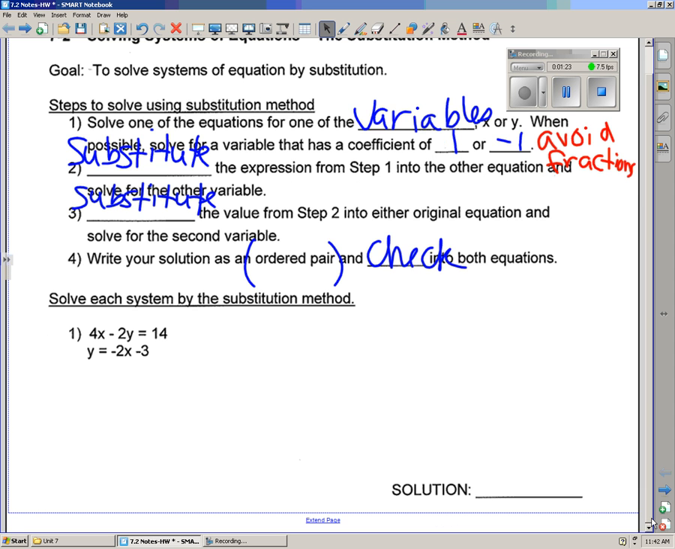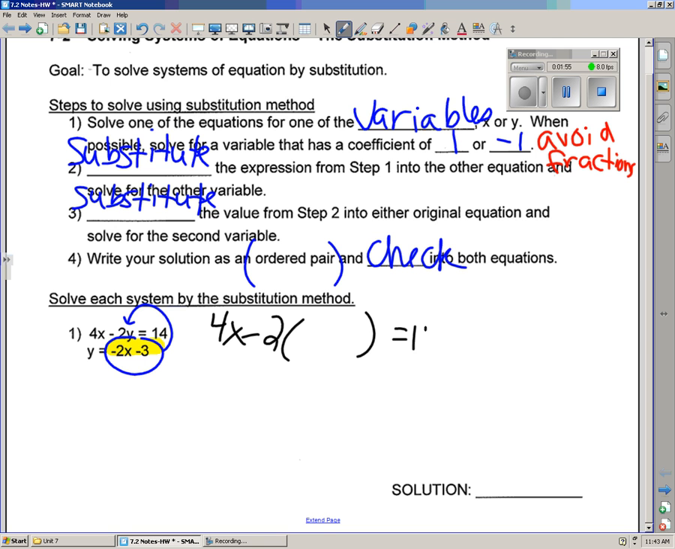So here's what's going to happen. We've got these two equations. The top one is 4x minus 2y equals 14, and the bottom one is y equals -2x minus 3. Well, that's great. We've got a y equals equation already. We're going to take what y equals from the second equation and substitute it in for the y in the first equation. So your first equation is 4x minus 2y equals 14, and what y is equal to in the second equation is -2x minus 3. So that's the substitution part.